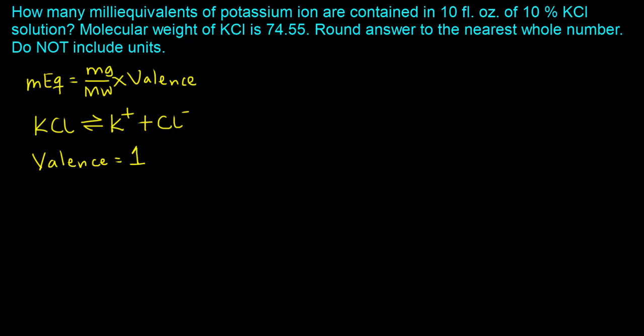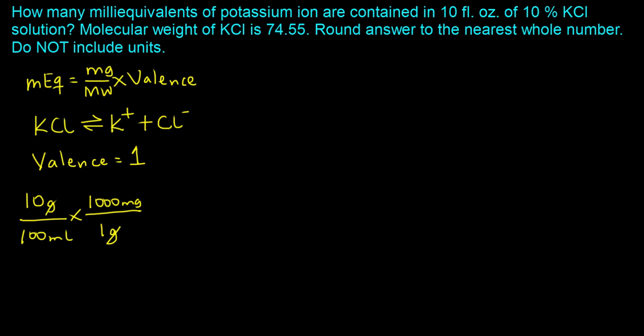So the next thing that we need to do is to determine the amount of potassium chloride in milligrams that is present in the 10 fluid ounce potassium chloride solution. And so the way we do that is to make use of the 10% concentration that has been given, which implies that you have 10 grams of potassium chloride in 100 milliliter of solution. We can convert the grams to milligrams. So 1 gram is equivalent to 1,000 milligrams. So the grams cancel out.